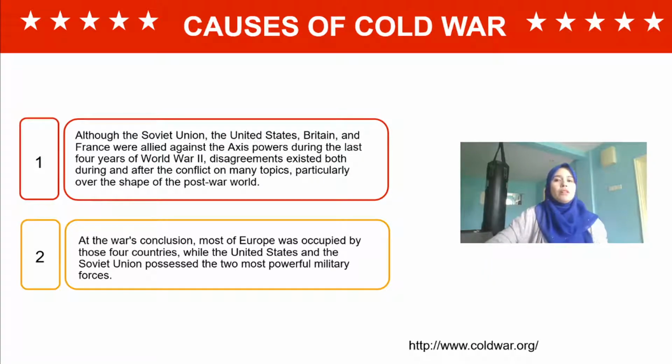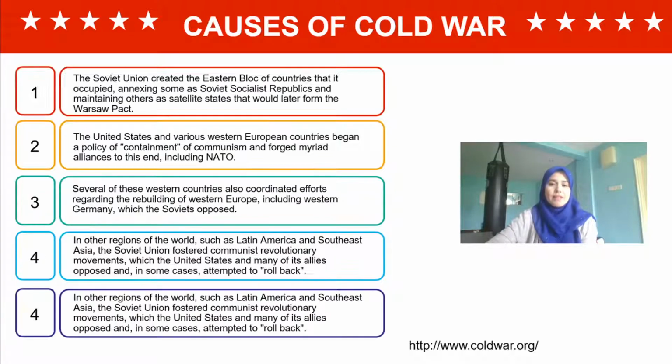So the cause of the Cold War, as I mentioned, is due to the rivalry between the two best friends. At the war's conclusion, most of Europe was occupied by four countries, and the US and Soviet possessed the two most powerful military forces. And there are more here. You can see the Soviet created the Eastern Bloc, and then the United States had this containment policy against communism, and then several of these Western countries coordinated to rebuild Western Europe, including West Germany, which the Soviet opposed.